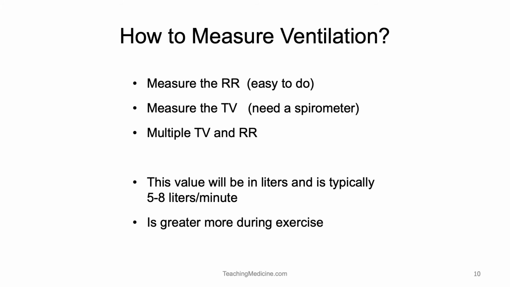So how do we measure ventilation? Well, we could measure the respiratory rate, which is easy to do, and measure the tidal volume, which requires a spirometer, and we could multiply these two numbers together, and that would be one way to measure ventilation. And when we do this, we use liters per minute, and typical values would be somewhere between 5 and maybe 8 liters per minute, depending on the age, size, and gender of the patient. When you exercise, minute ventilation greatly increases, possibly by a factor of 4 or 5.